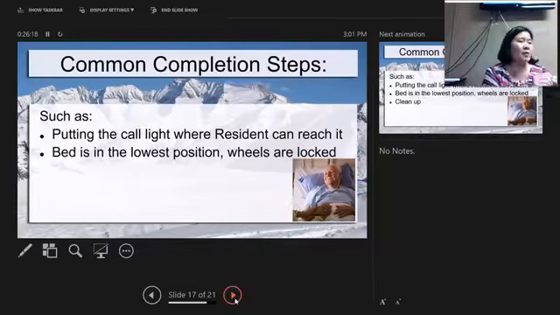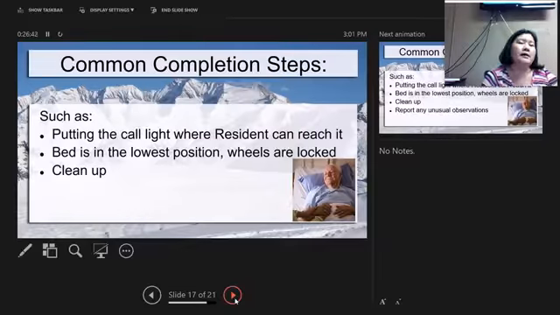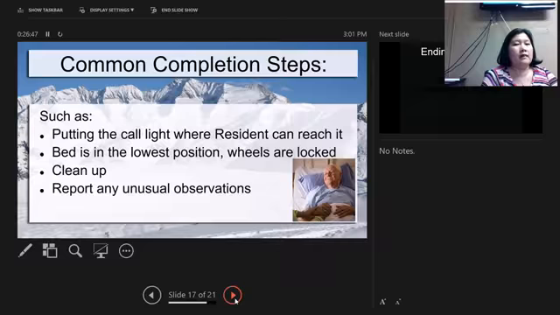So they really don't want you to wrap the call signal around the side rail, because when you wrap it, the cords get shredded somehow. But there's a little alligator clip on it, and they want you to clip it to the pillow or clip it to the bed sheets or something so that it stays and doesn't fall on the ground. Make sure the bed is in a low position when you leave the room and that the wheels are locked so it's not going to roll around. Clean up anything that you have. Everything goes to soil utility. And then report any of your abnormal observations.